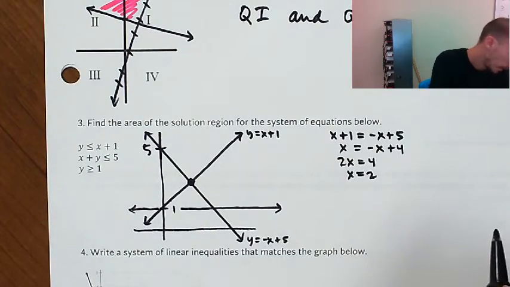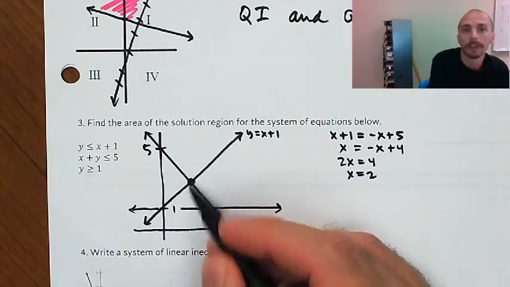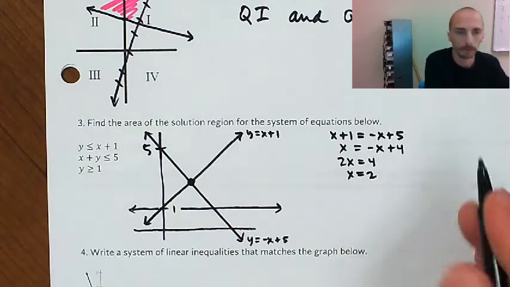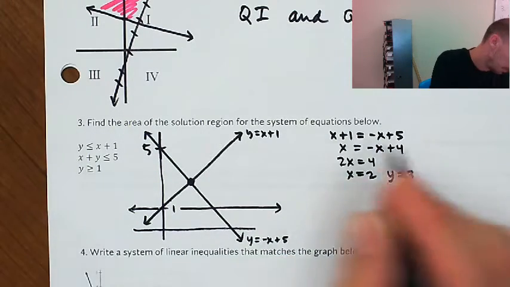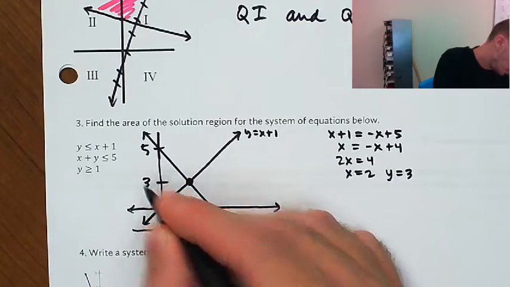Okay, and then what I really need from this is the y coordinate, though, to get the height of the triangle. But y is x plus 1, and also negative x plus 5, so y needs to equal 3. Okay, so that's at a y coordinate of 3.